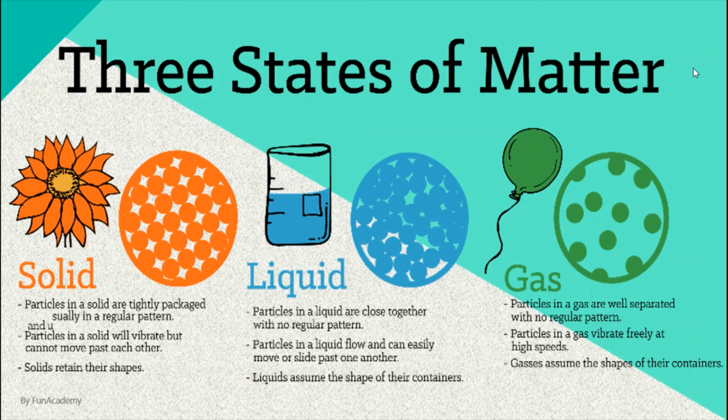Particles in solid will vibrate but cannot move past each other. Particles in liquid flow and can easily move or slide past one another. Particles in a gas vibrate freely at high speeds. Solids retain their shape. Liquids assume the shape of their containers. Gases also assume the shape of their containers.